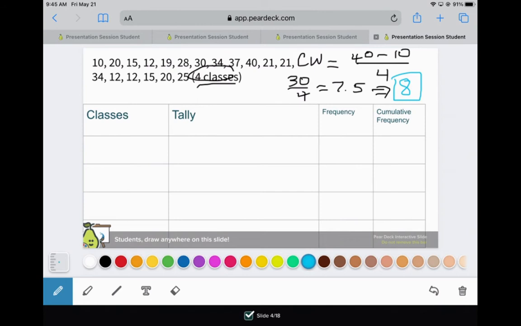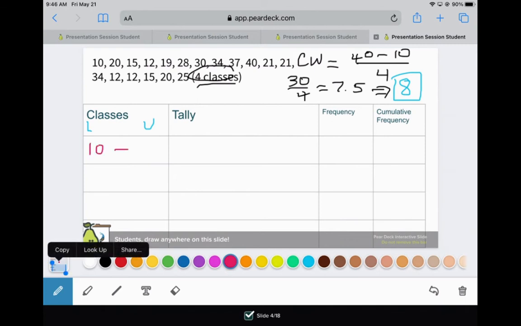Some of you just decide to choose the class width on your own. The first step is to know how far it is from the lower limit to the upper limit. So remember lower limit and upper limit. With 4 classes, we have 4 rows for you to fill in. So step number 1, find the class width: take the max minus the min, divide by the number of classes. The next step, I'm going to start with my lowest, which is the minimum, 10.